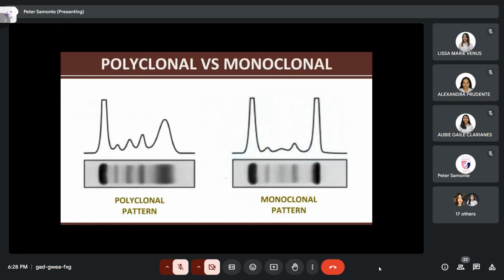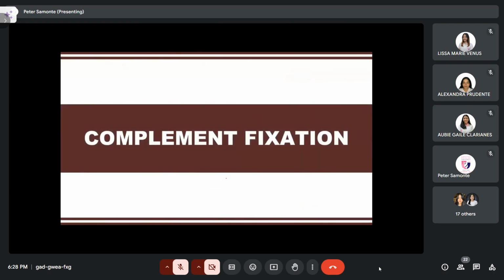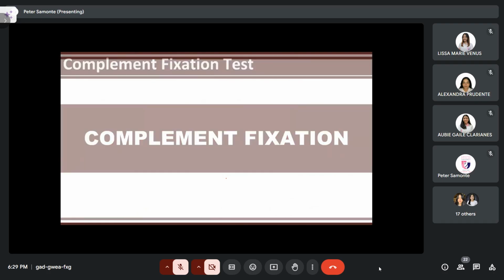So this is your review, class, on polyclonal versus monoclonal. Now let's go to complement fixation.